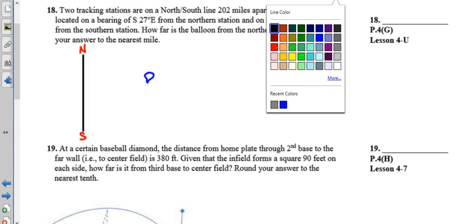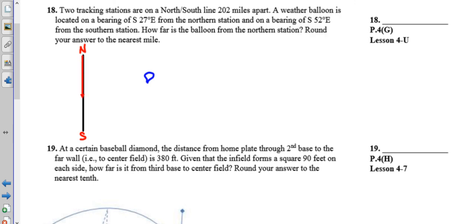So I'm going to do this one in red. It says south, so I'm pointing south, and then I go 27 to the east. So something like maybe that. So that's south 27. I need to put my balloon there. So we have at this moment south 27 degrees, that's to the east, and on a bearing of south 52 east. So this one is actually also going to go south 52.